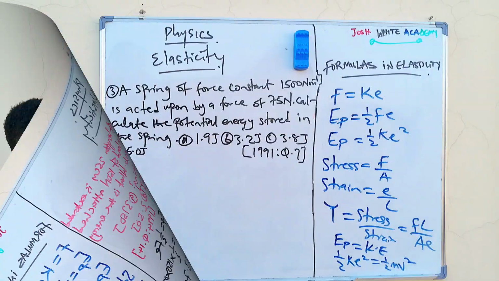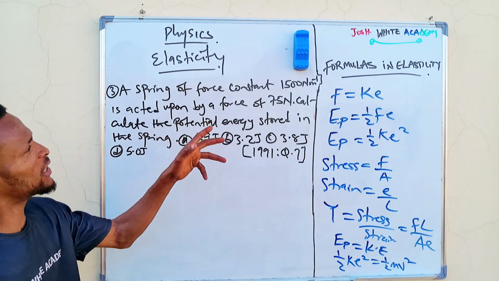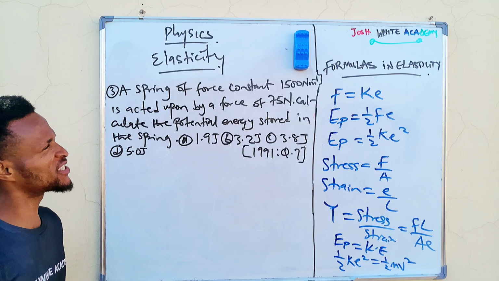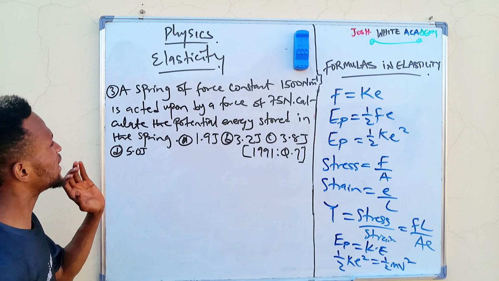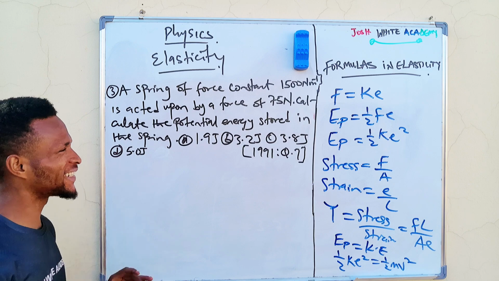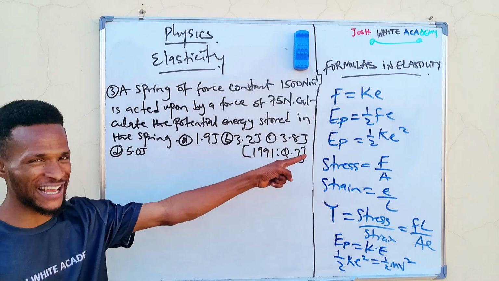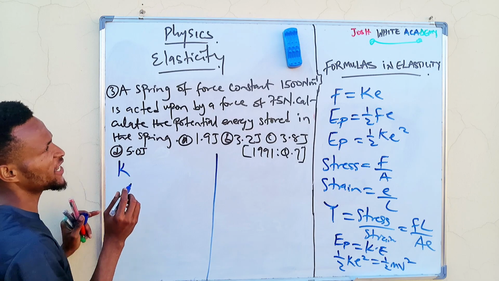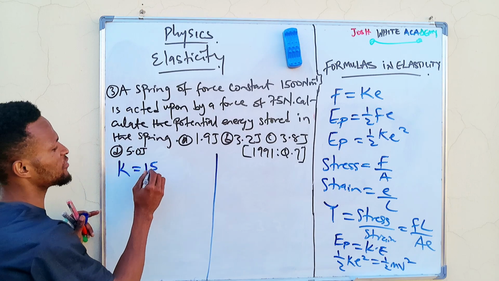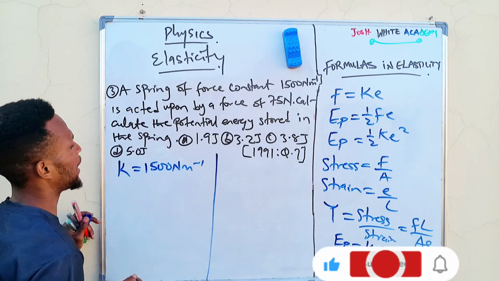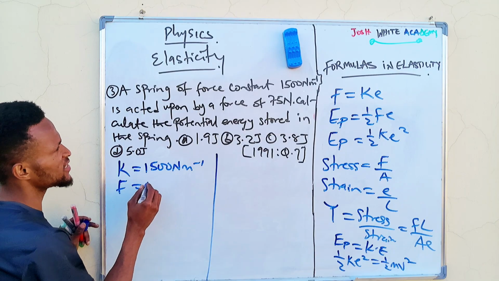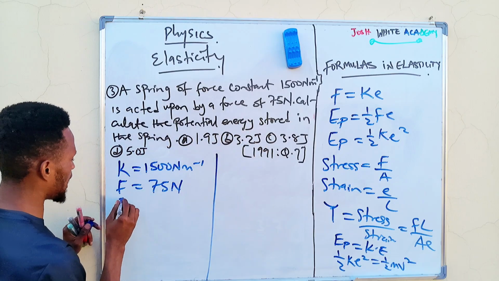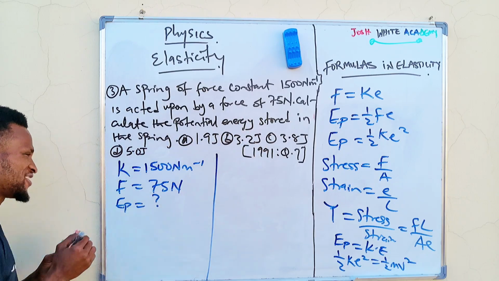To the next question. A spring of force constant 1500 Newton per meter is acted upon by a force of 75 Newton. Calculate the potential energy stored in the spring. Don't forget, potential energy is our elastic potential energy. So now let's write down our data. Our force constant K is equal to 1500 Newton per meter. Our force is 75 Newton. And we are being asked to calculate the elastic potential energy.